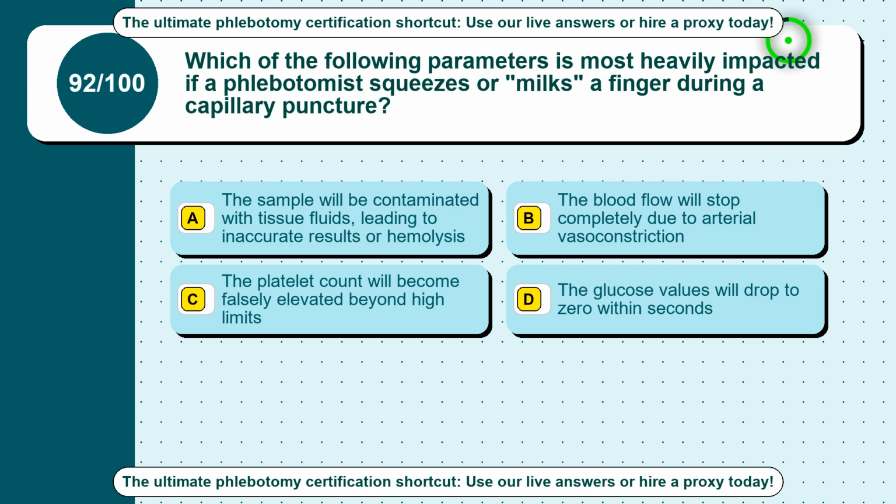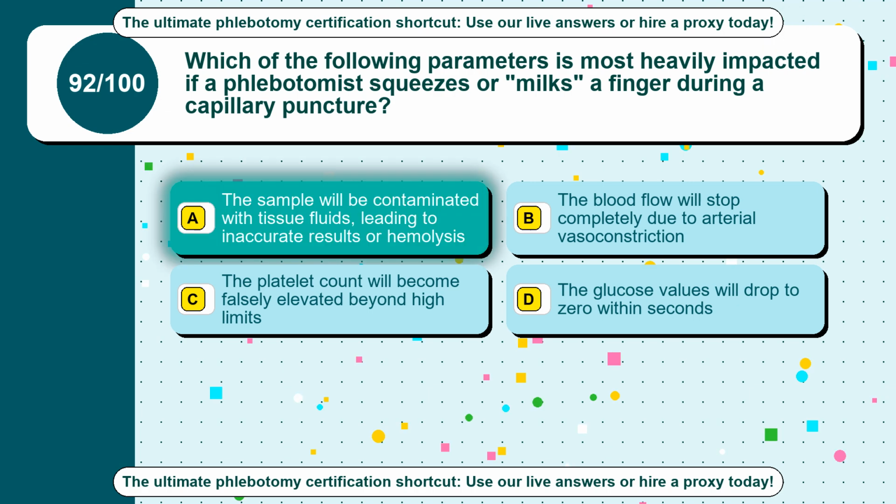Question 92. Which of the following parameters is most heavily impacted if a phlebotomist squeezes or milks a finger during a capillary puncture? Option A. The sample will be contaminated with tissue fluids, leading to inaccurate results or hemolysis. Option B. The blood flow will stop completely due to arterial vasoconstriction. Option C. The platelet count will become falsely elevated beyond high limits. Option D. The glucose values will drop to zero within seconds.